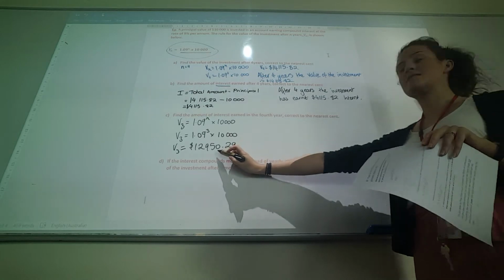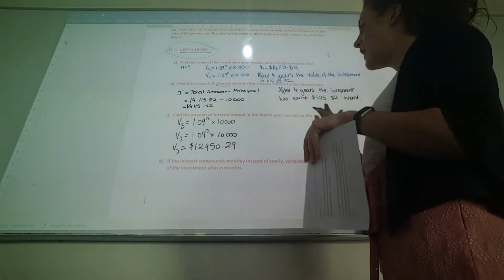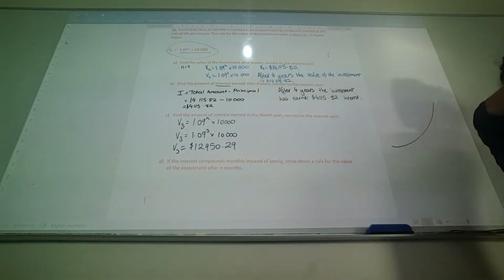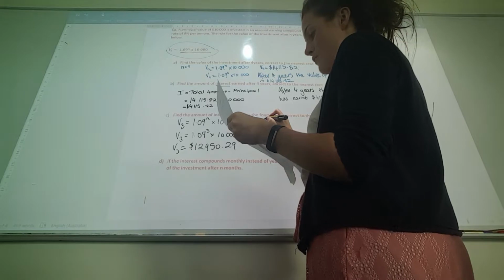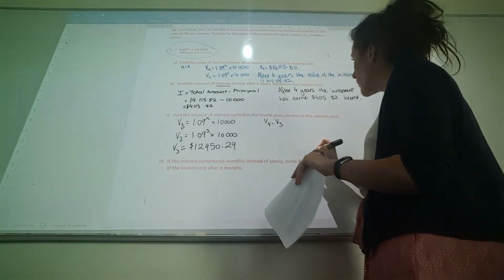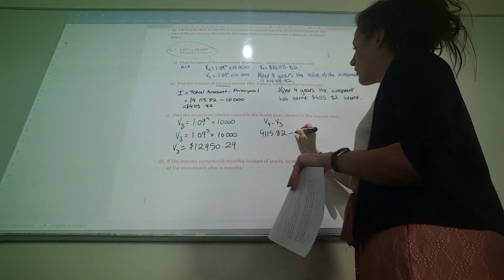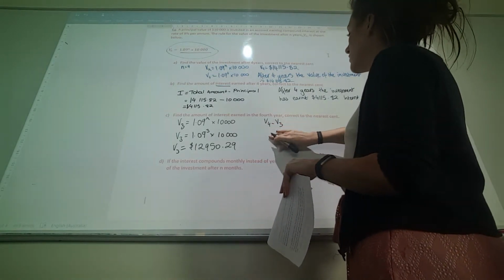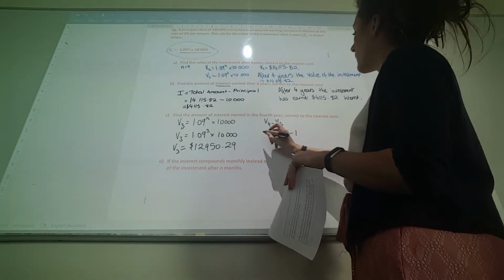So after 3 years, this is how much money we have in the investment. To work out how much has been earned between the 3rd and the 4th year, in that 4th year, we're going to go our V4 total, take away our V3 total.